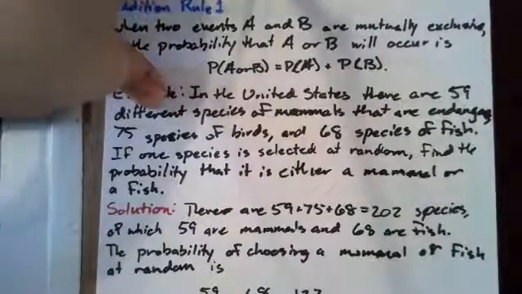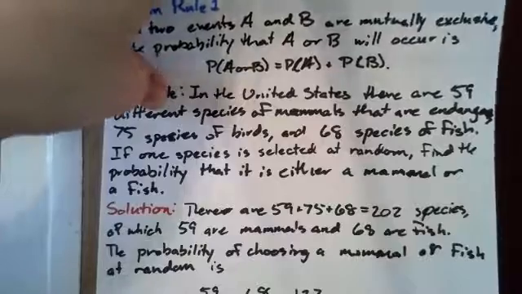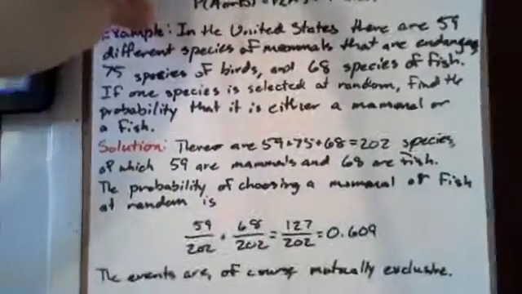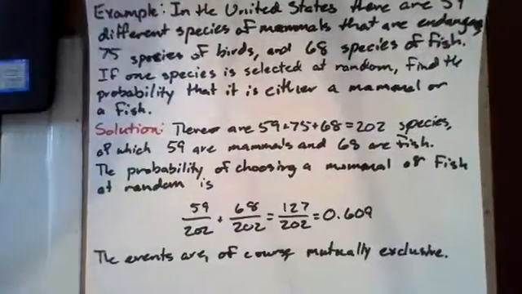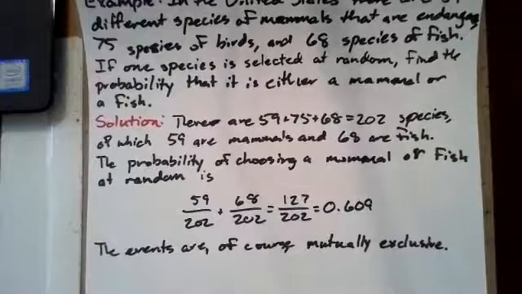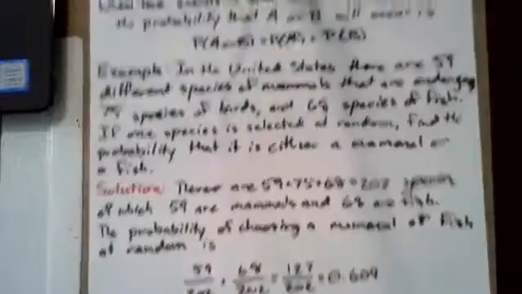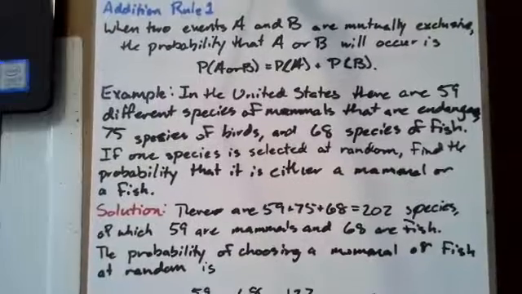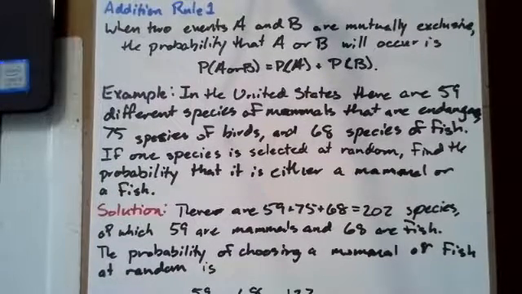There are a total of 202 species under consideration here, of which 59 are mammals and 68 are fish. The probability of choosing a mammal or fish at random is 59 over 202 plus 68 over 202, which is 127 over 202, which is about 0.609 or about 61%. The events are, of course, mutually exclusive. An animal cannot be both a fish and a mammal.